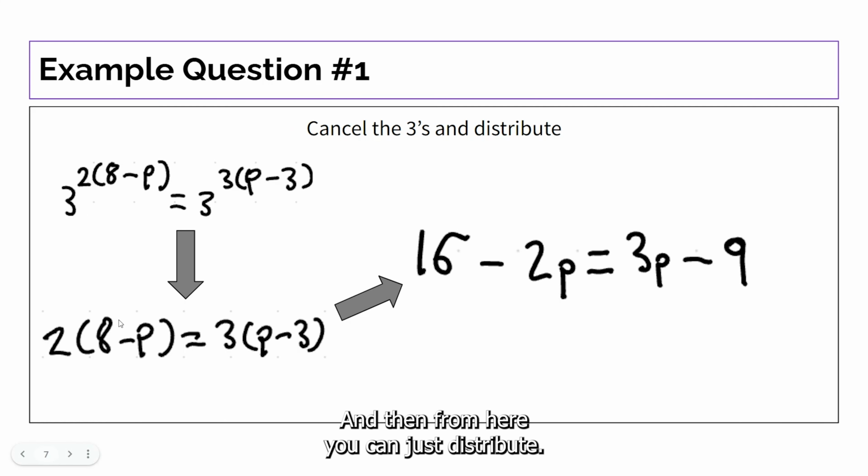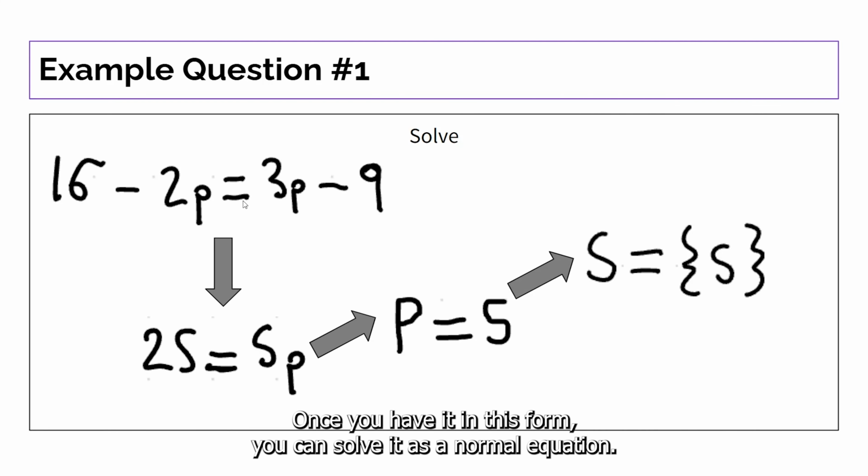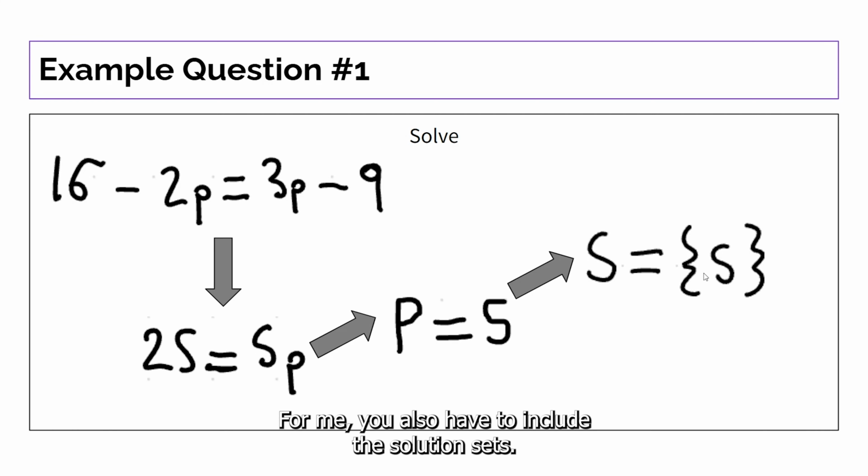And then from here you can just distribute. Once you have it in this form, you can solve it as a normal equation, which will mean you also have to include the solution sets.